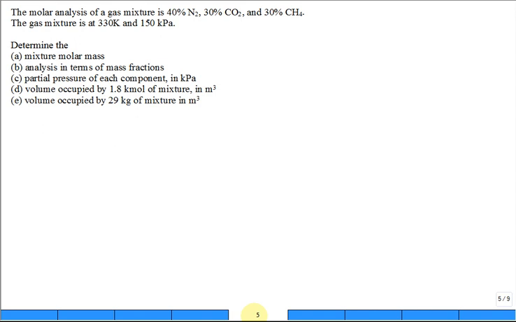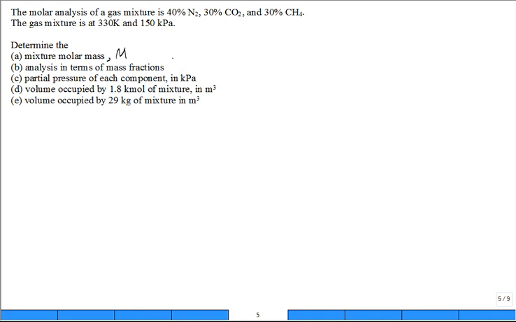The molar analysis of a gas mixture is 40% nitrogen, 30% carbon dioxide, 30% methane. The gas mixture is at a temperature of 330 Kelvin and a pressure of 150 kilopascal. Determine the mixture molar mass. What are we asked to solve for? The mixture molar mass, cap M, with no subscript. Let's look at part B. Determine the analysis in terms of mass fractions?